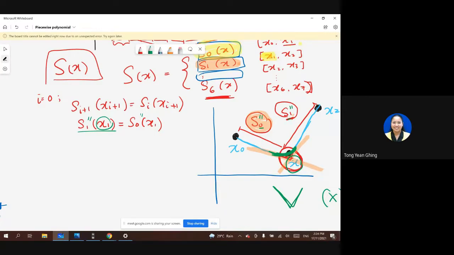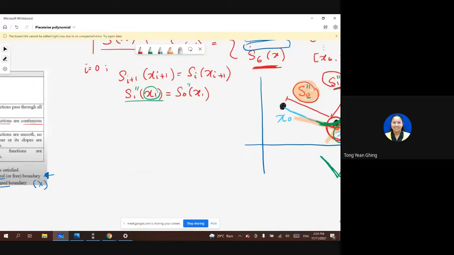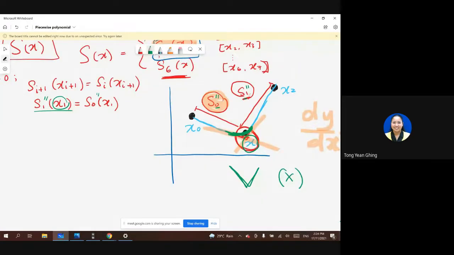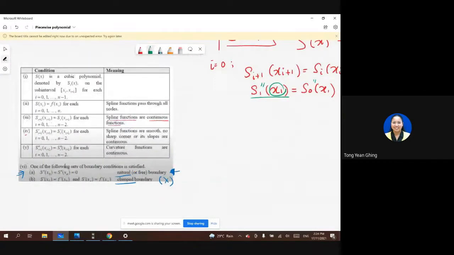So the meaning here is that the curvature functions are continuous. It is connected. It is not only that the tangent line is not sharp like this, but it is connected. If we want to connect function S0 with S1, they have to be continuous. Okay, this is all five criteria.